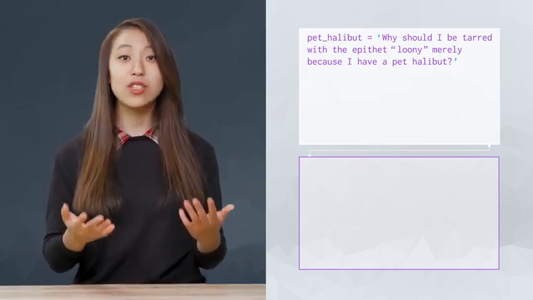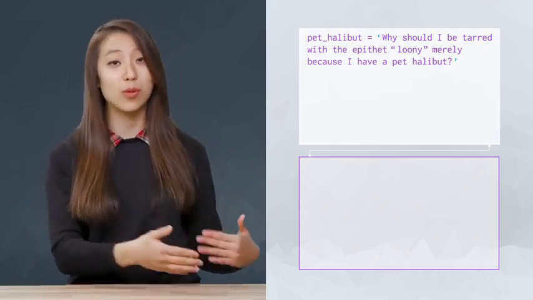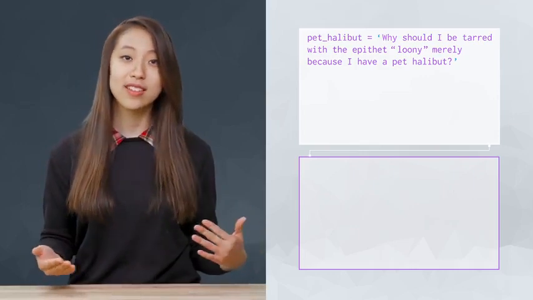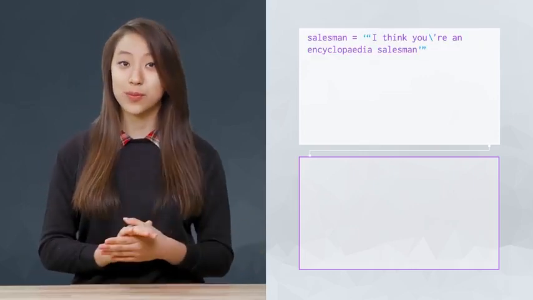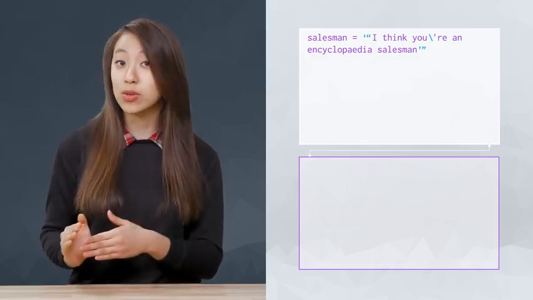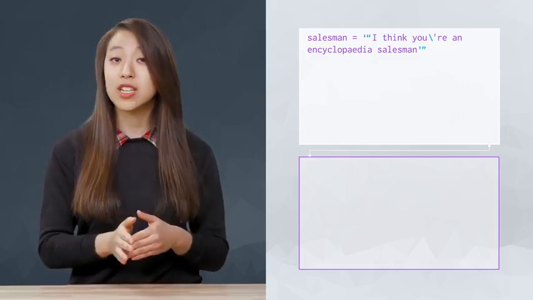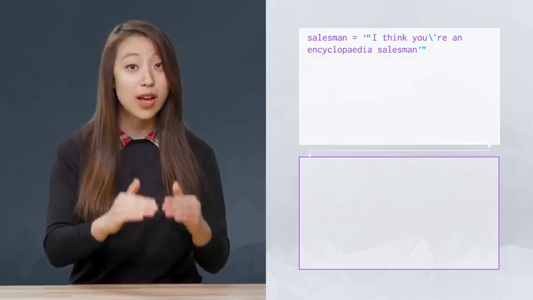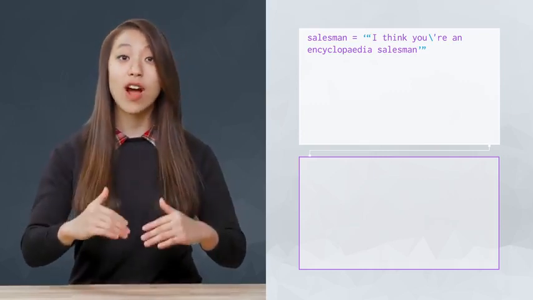But sometimes you'll need to define a string that includes both single and double quotes. What then? In that case, you can use a backslash to escape quotes. Here, the string is delimited by single quotes. The single quote within the string is preceded by a backslash so that Python knows that it should be interpreted as part of the string rather than the quote that ends the string.